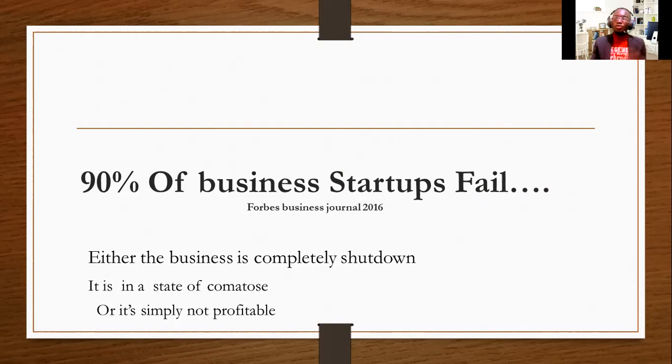Right now, because of the coronavirus, the pandemic, the lockdown, more businesses are failing. In fact, mega ones, big ones we didn't expect, have folded up because of that. This is a big problem. Now, this business failure we are talking about, these are the 3 states it can manifest. Either the business is completely shut down, nothing is happening, or it's in a state of comatose. What do I mean?